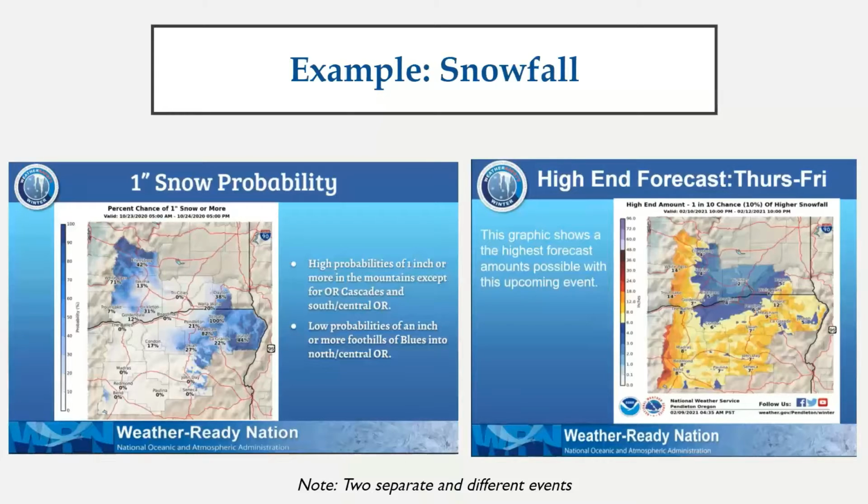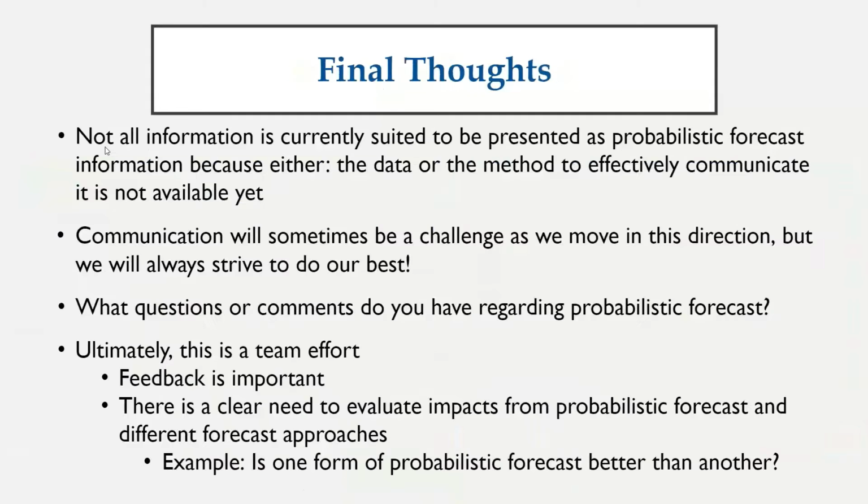And the left-hand side is from a different event, but you can see that we're providing the 1-inch snow probability. And that could be a big difference. Say you're a plow driver or DOT, that might be enough probability or likelihood of it happening for you to take action. Next page.